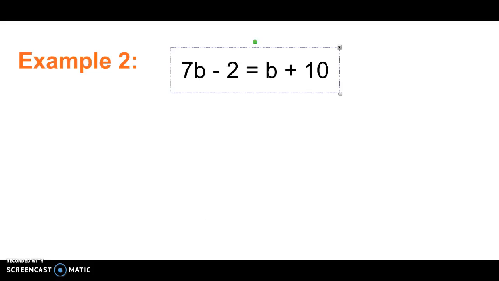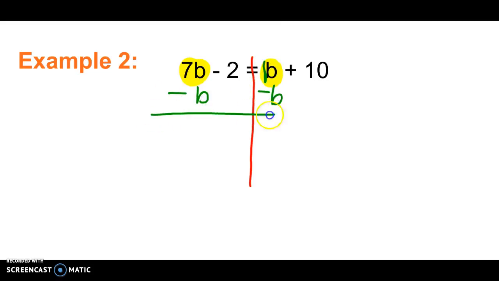Okay, copy down example 2. Draw your line through the equal sign and identify your variables. So I have 7 b's here and 1 b there. Which one is smaller? Well, 1 is less than 7. Remember, if there isn't a number in front of it, we assume it's a 1. So I'm going to subtract b from both sides, or subtract 1b. This gives me 6b. That drops down, I get minus 2. b minus b is 0, equals 10.